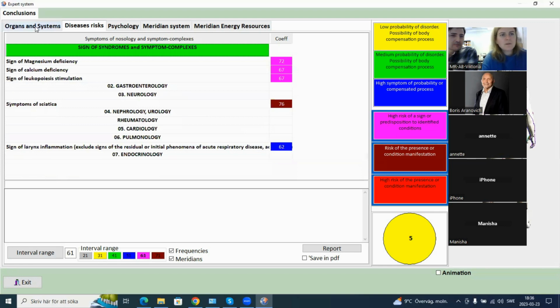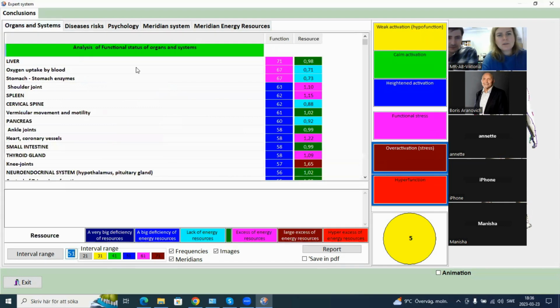So we go to organs and systems. For those who have been using it for a while, this is a pretty new resource option. Before, it was only functions. That's why functions are also on this scale, which says weak activation, hyperactivation. It's the functional scale. But what's new here is the resource, down here.